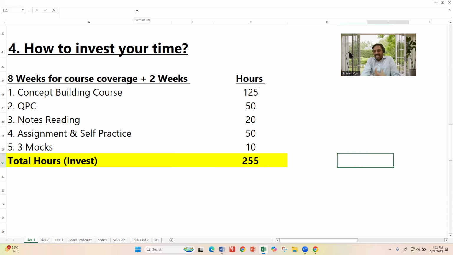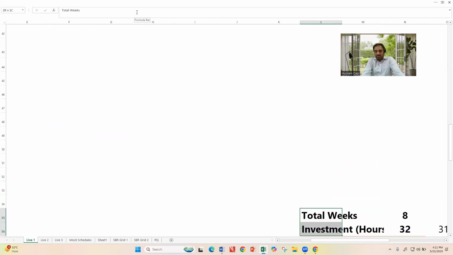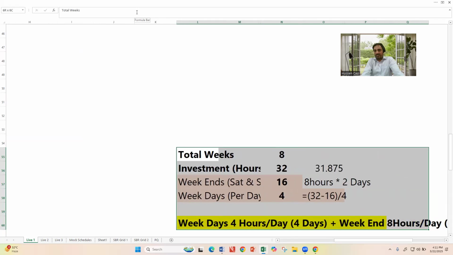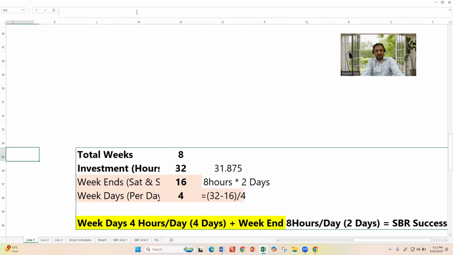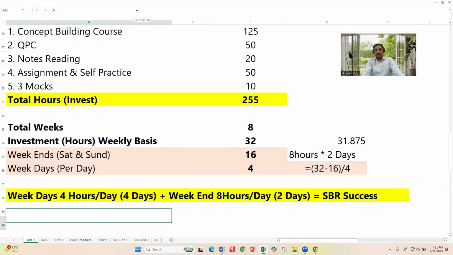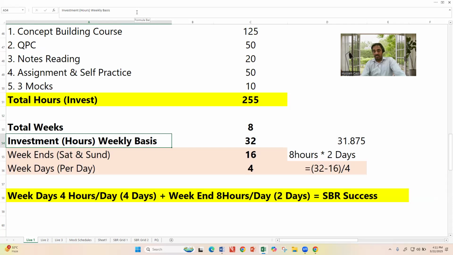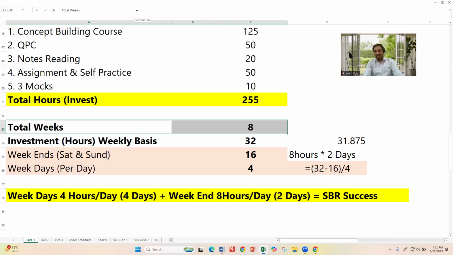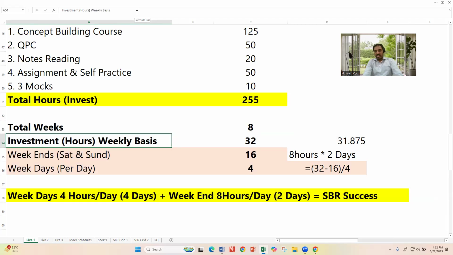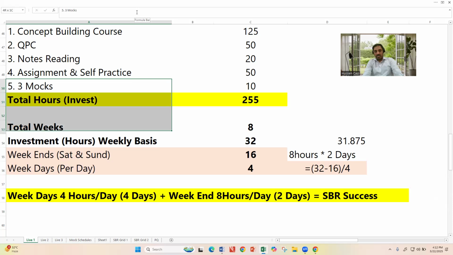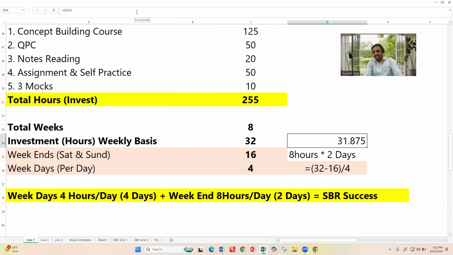So let's say you are not a full-time student. Number one, the total weeks you have, for example, ignore the last 2 weeks because the last 2 weeks are about the revision content. If you have a total of 8 weeks and you need to invest on a weekly basis, 255 divided by 8 is about 32 hours per week.